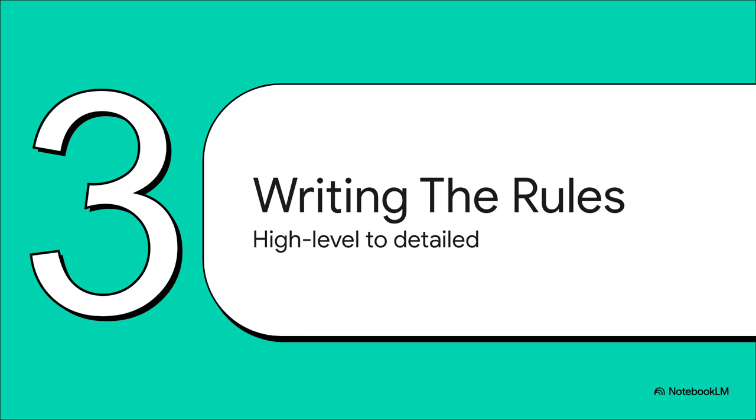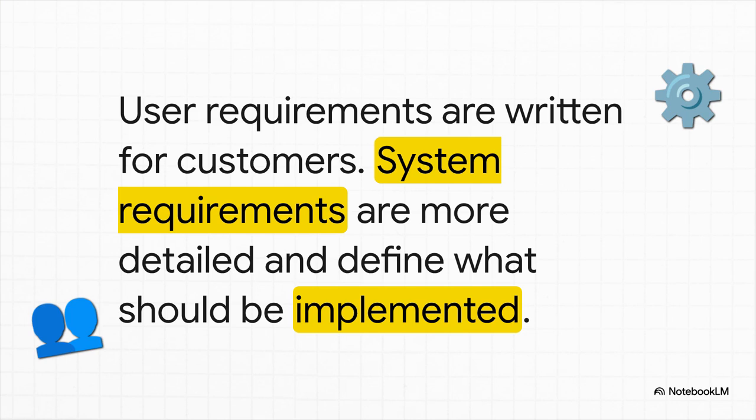But how do they get written down? I mean, how do you go from a big, vague idea to something a developer can actually work with? That's a fantastic question, because it's really a process of translation. You write these requirements at different levels of detail for different audiences. It usually starts high level with what we call user requirements, and these are written in just plain natural language so a customer or a user can easily get it.